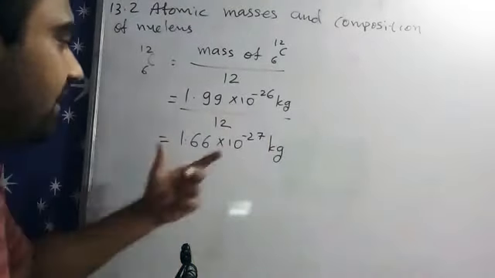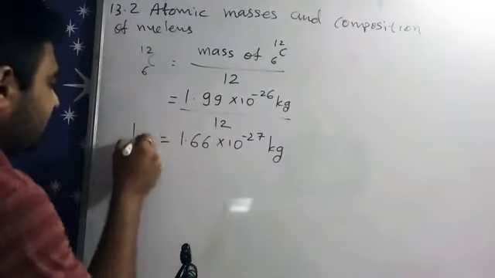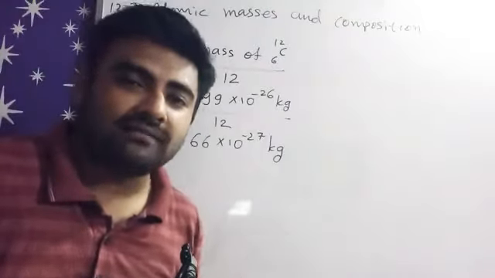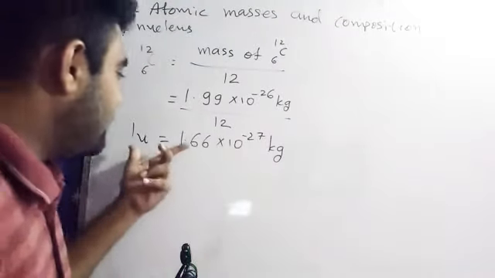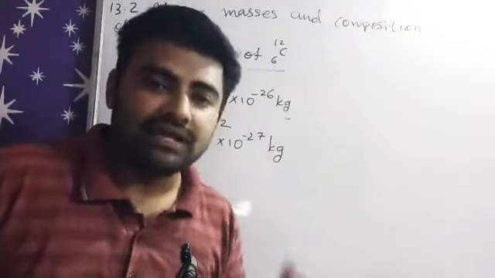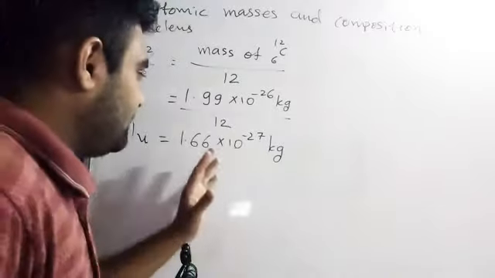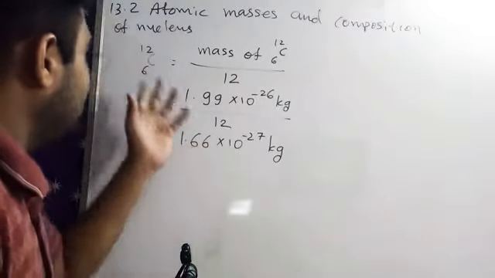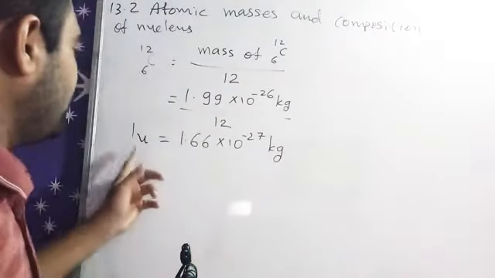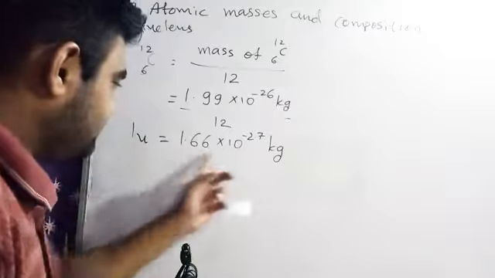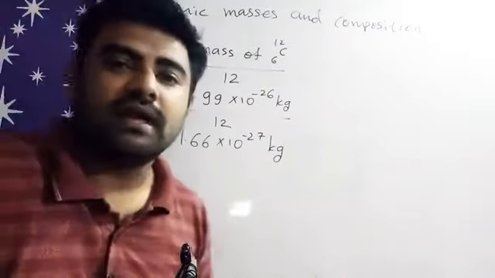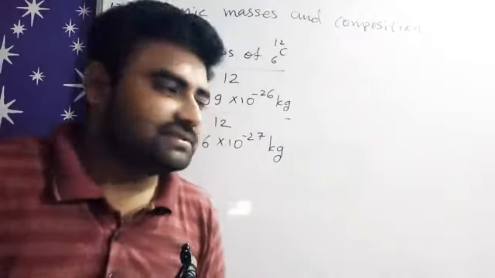This particular value we denote with 1 U, which is called 1 AMU, atomic mass unit. So the value of one atomic mass unit is 1.66 into 10 raised to minus 27 kilogram. That is our fixed value. Carbon is the reference for this mass, and we use 1 U for atomic level dimensions.